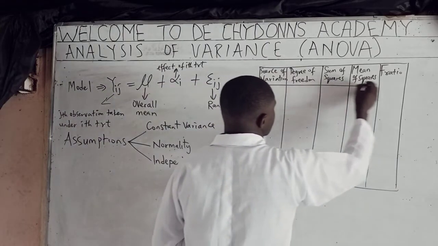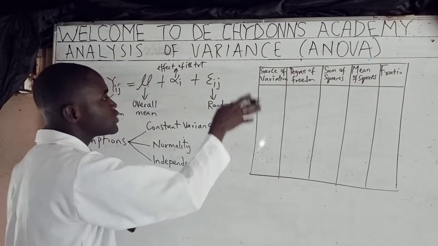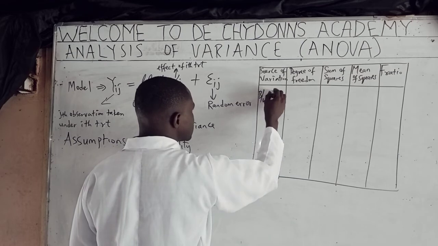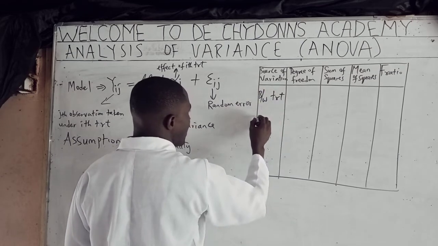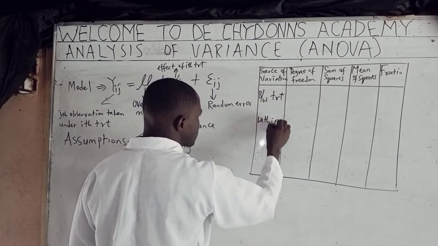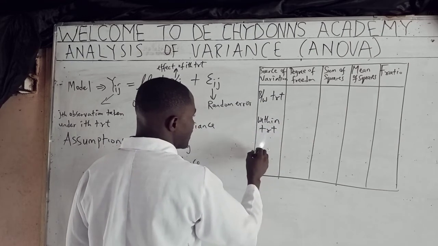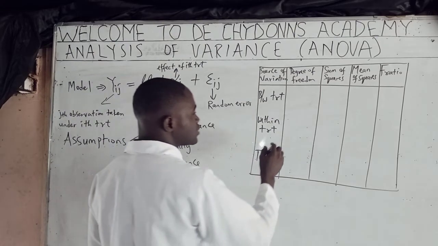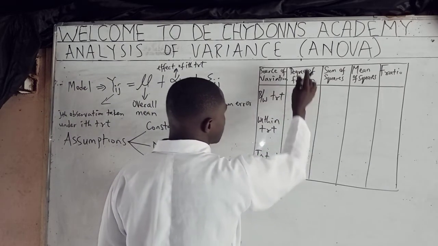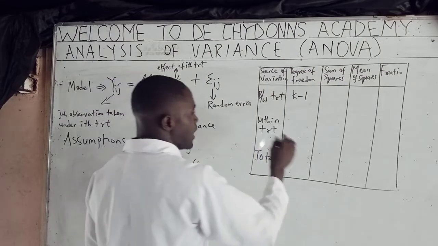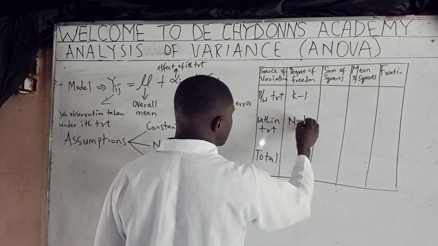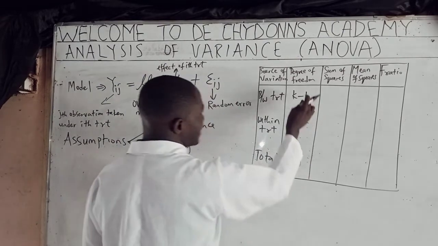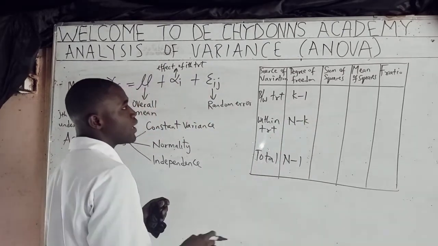In one-way ANOVA, we want to see what makes it up. One is between treatment, the next one is within treatment, and the next one is total. Under between treatment, we have k minus 1 as the degree of freedom. Then we have n minus k for within treatment, and we have n minus 1 for total. It means that this plus this will give you n minus 1.